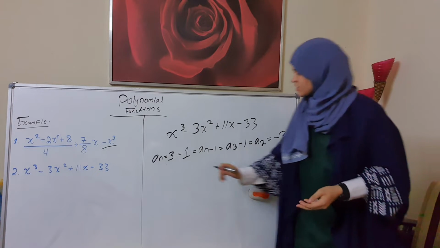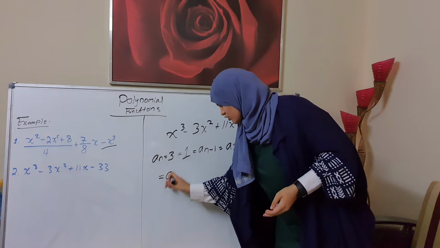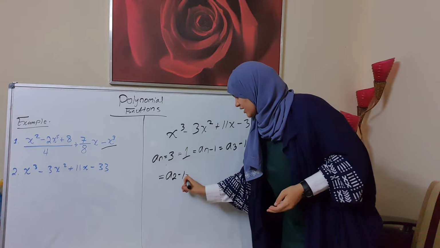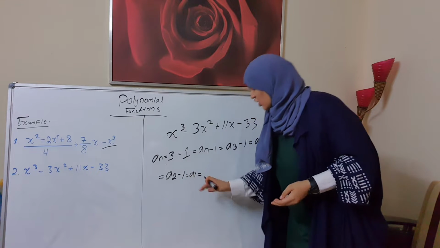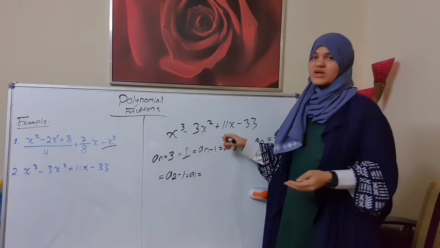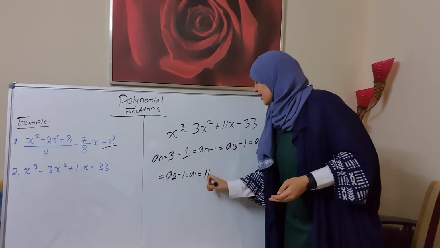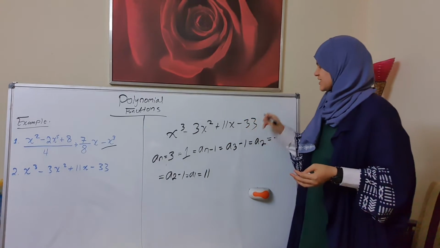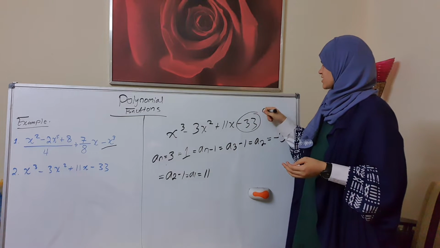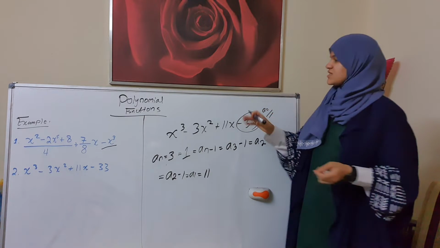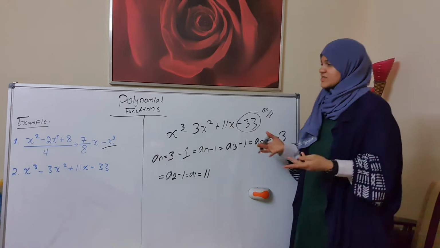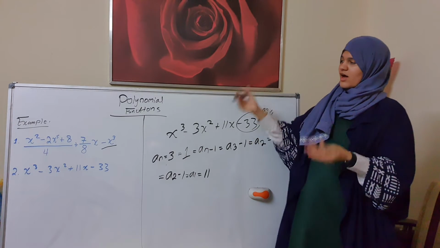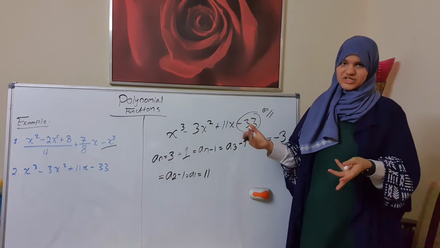Then we will use another one also, because a2 minus 1 is equal to a1. So that means the coefficient of x is equal to what? 11. And then what we have is the constant term, which is negative 33. Negative 33 is the constant term of this example. So this is the way we can solve the polynomial functions.